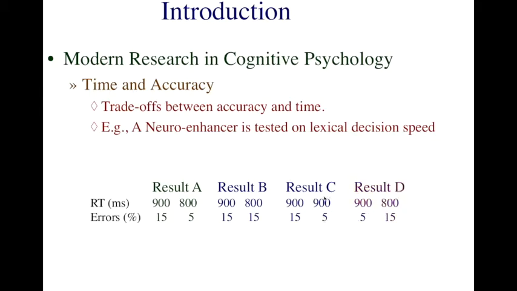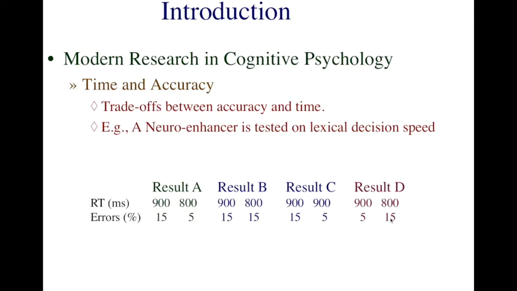The result that we really don't want to see is result D. Here we have the desired reaction time difference with our neuroenhanced group being faster than our placebo group, but if we look at the error rates, we can see that this faster reaction time has come at a cost in accuracy.